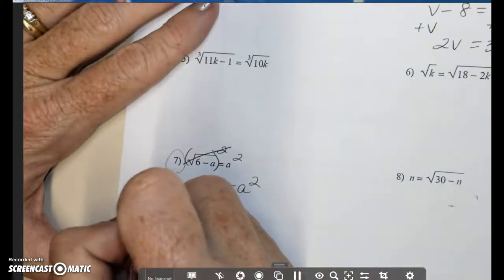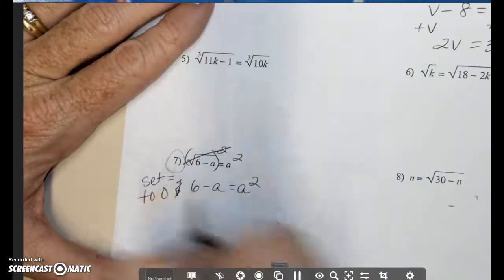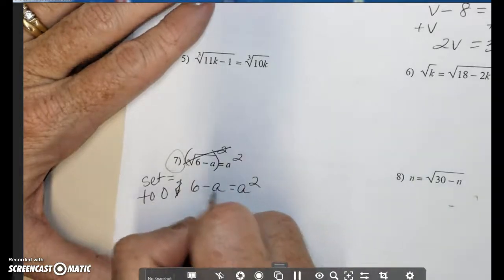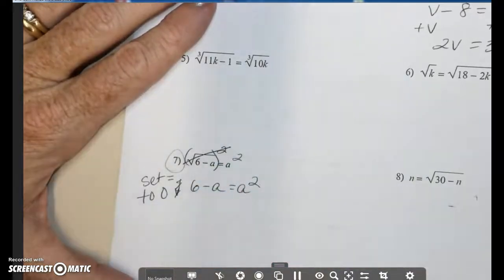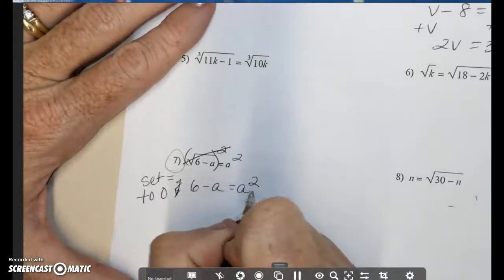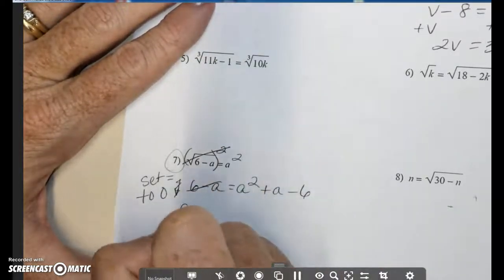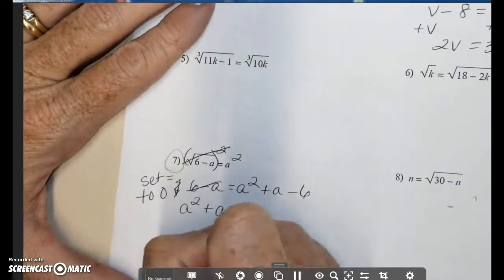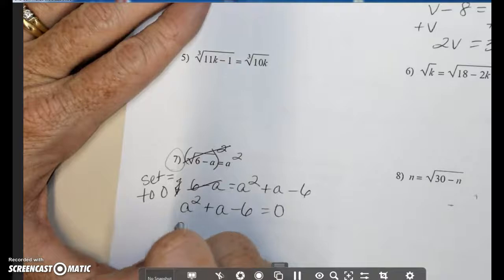In order to solve for a quadratic, I need to set that equal to 0. So I'm going to move, since my a squared is already positive, I'm going to leave it that way. So I'm going to move these to the other side. I'm going to do that by doing the opposite. So add a and subtract 6. And if I want to flip that around just to make it a little bit more aesthetic, I'll set that on the left side and set it equal to 0. And now all I have to do is factor.